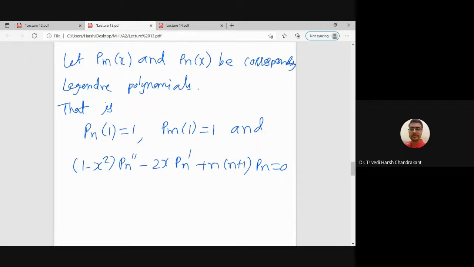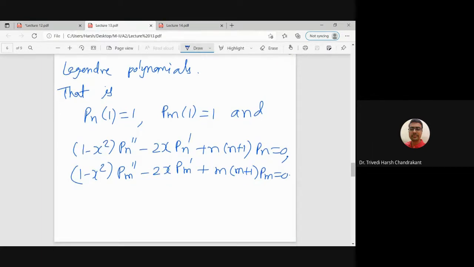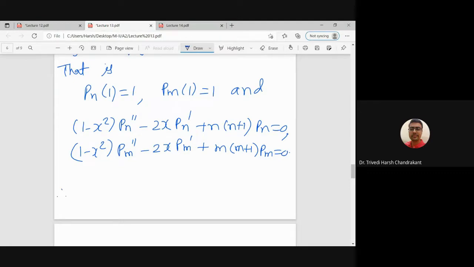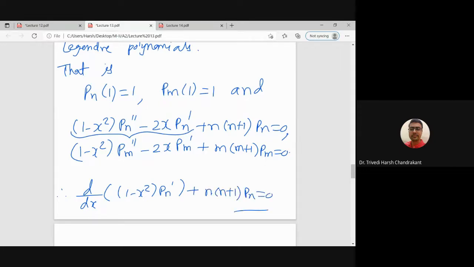So we got this Legendre equation, and the Legendre equation corresponding to the other polynomial is (1 minus x squared) Pm double dash minus 2x Pm dash, where here we are taking p equal to m. So we got these two Legendre equations, and the solutions are the Legendre polynomials. These two equations we can write in exact derivative form. We can combine the first two terms and get d by dx of (1 minus x squared) Pn dash plus n(n plus 1) Pn is 0. So this is the first equation.